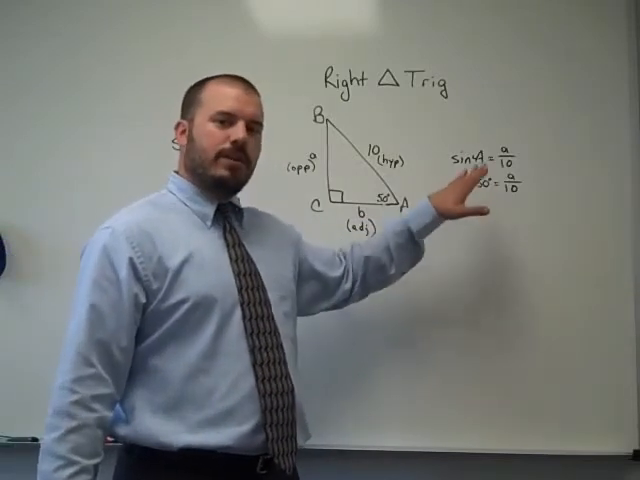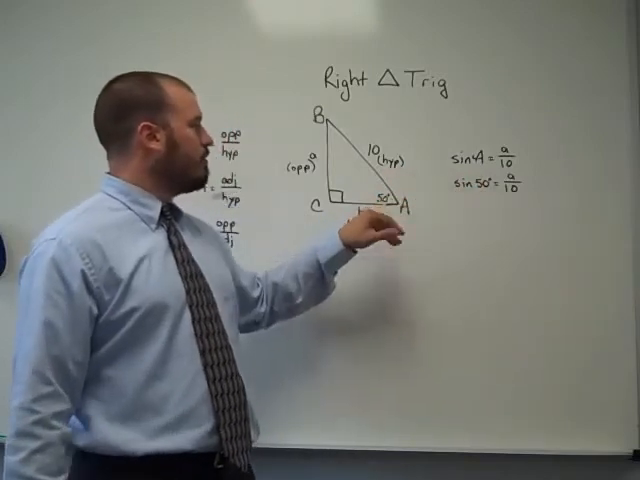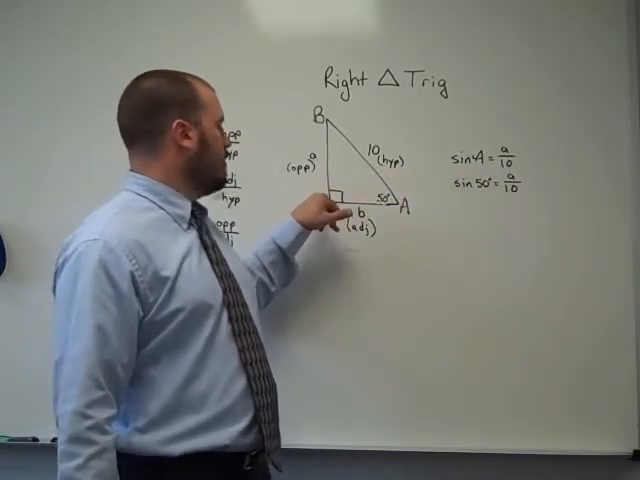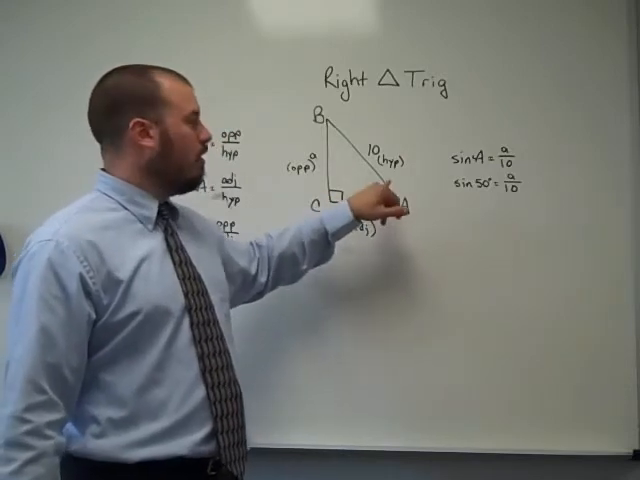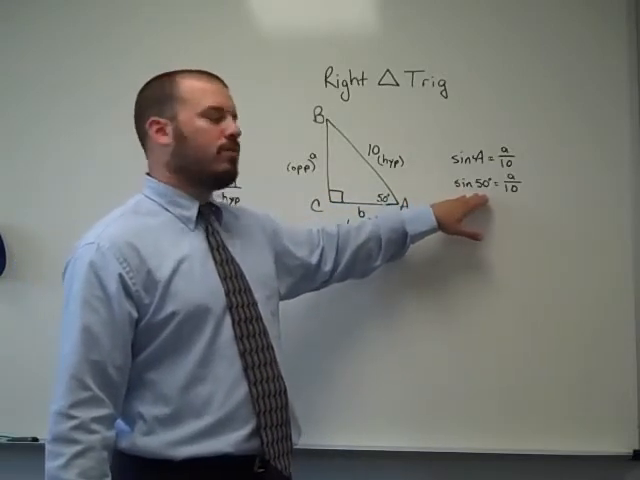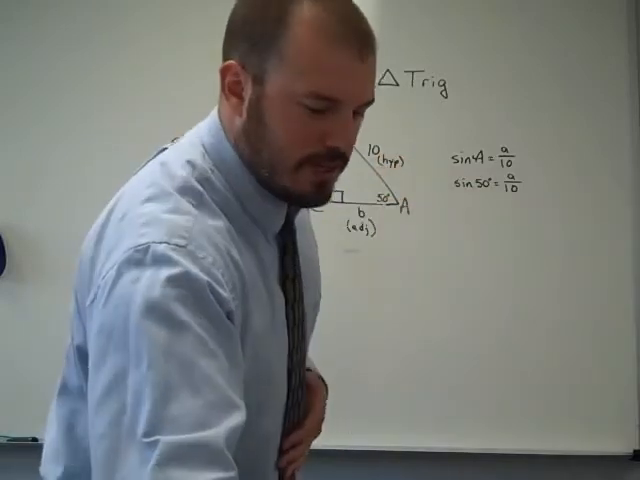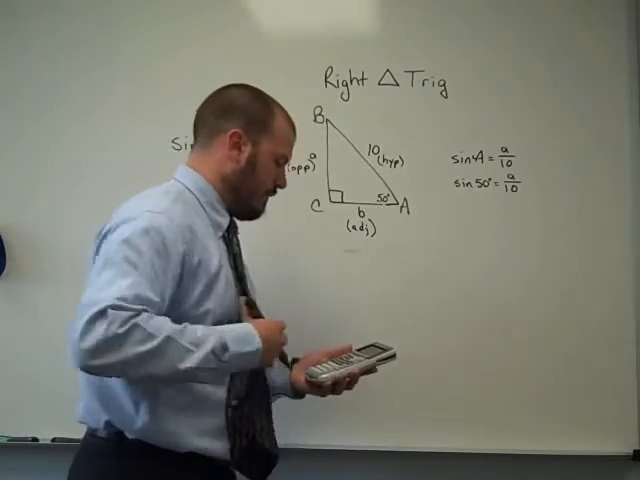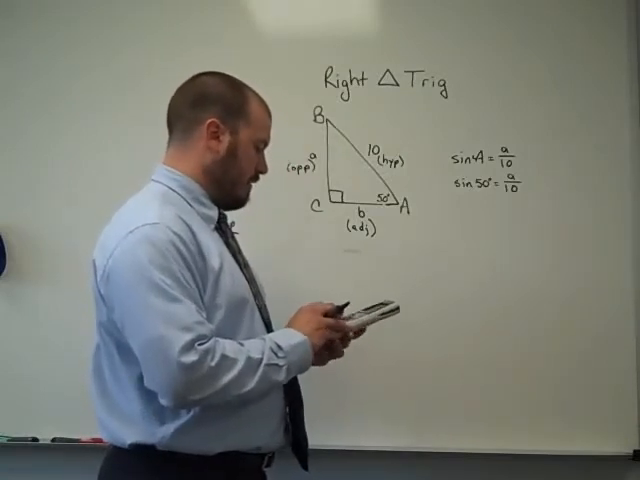The sine of 50 degrees is a known ratio. As I was saying before, all right triangles with a right angle and a 50-degree angle have that same ratio for the side opposite to the hypotenuse. And you can get that ratio using your calculator by simply typing sine of 50 degrees.